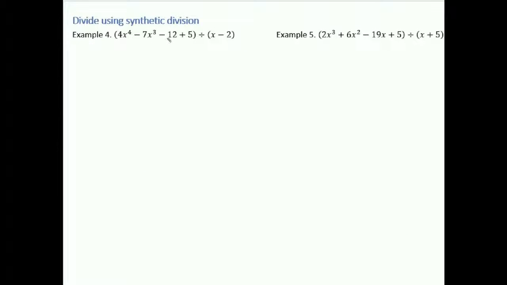Now what we're going to do is learn this idea called synthetic division, and this is going to speed up the process of dividing. It's just a process that we learn here that we'll do a couple examples with.